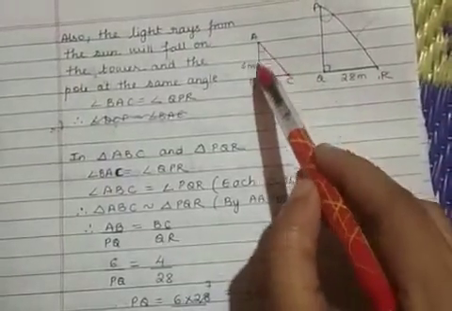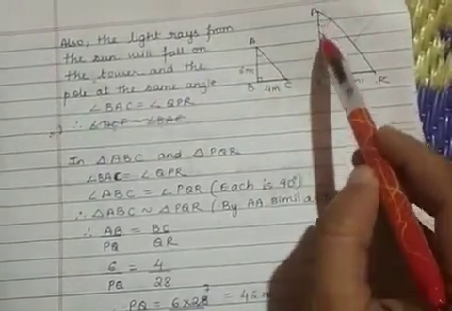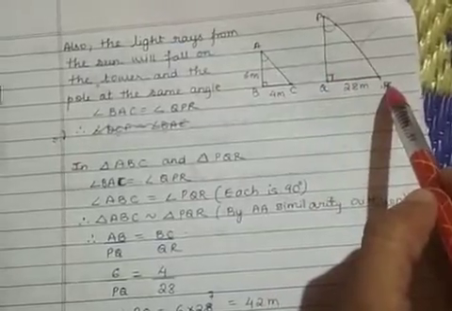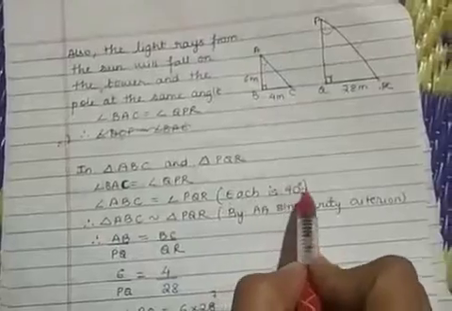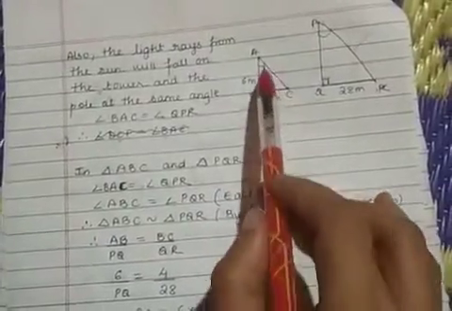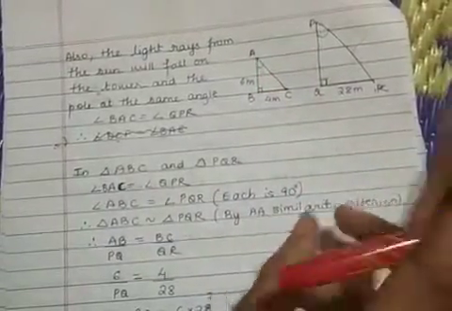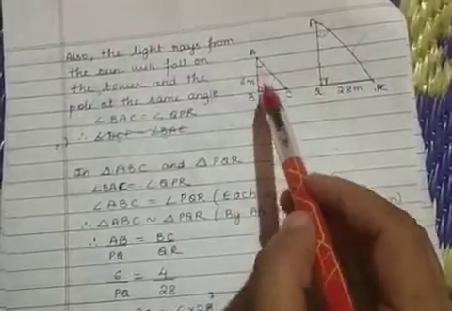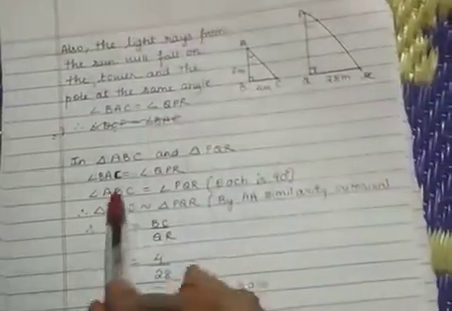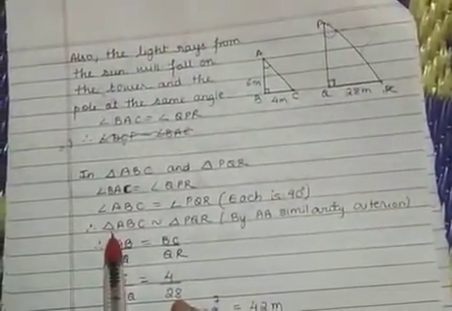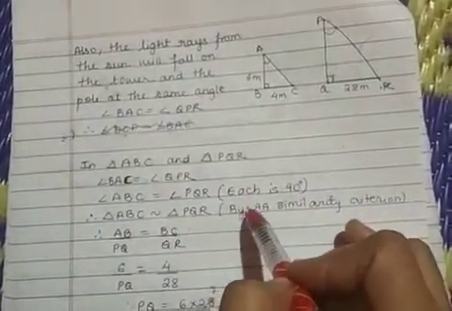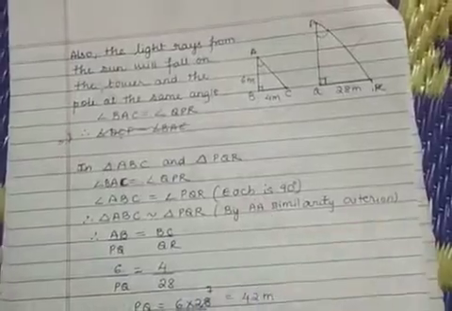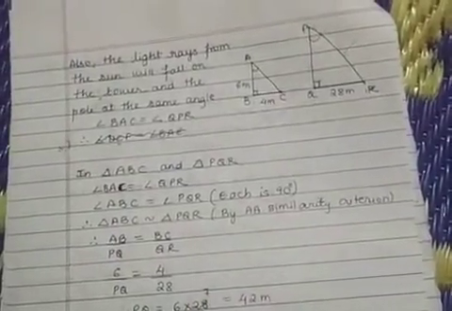Also angle ABC, this angle, and angle PQR will be equal. What is the reason? Both are 90 degrees. So each angle is 90 degrees. So now we got two conditions. Since we have got two angles equal, we can say that triangle ABC and triangle PQR are similar. By which criterion? By AA similarity criterion.